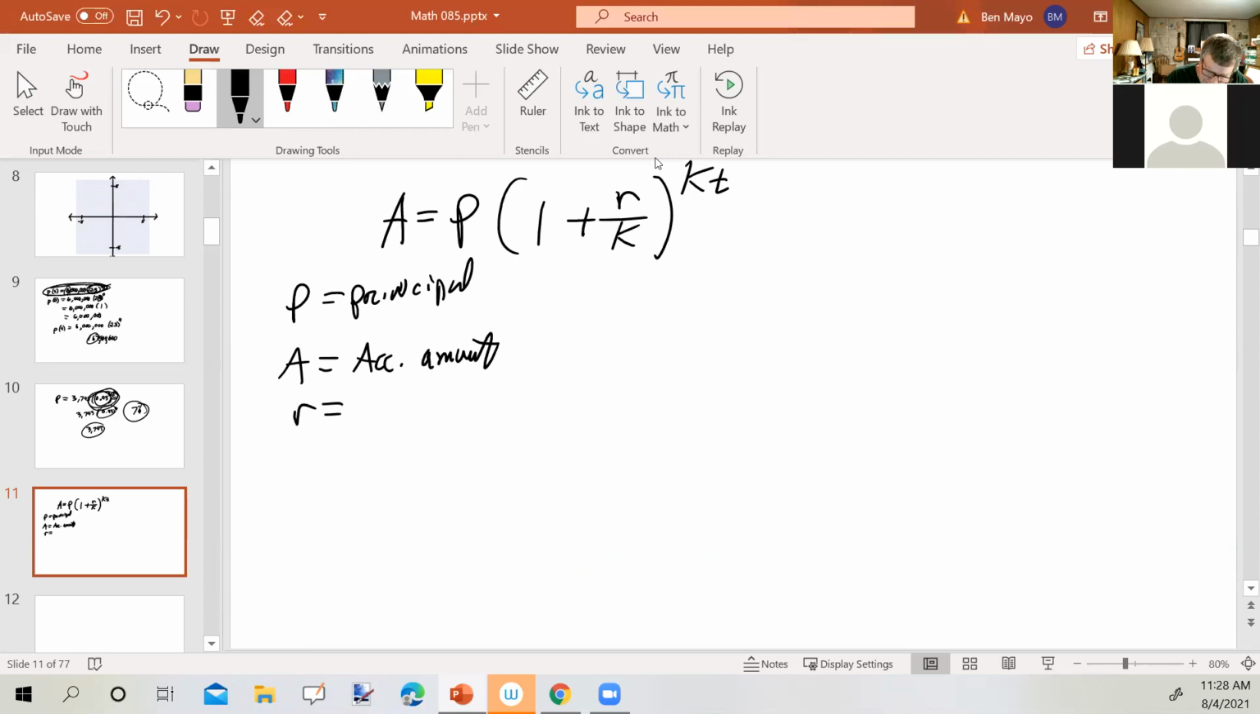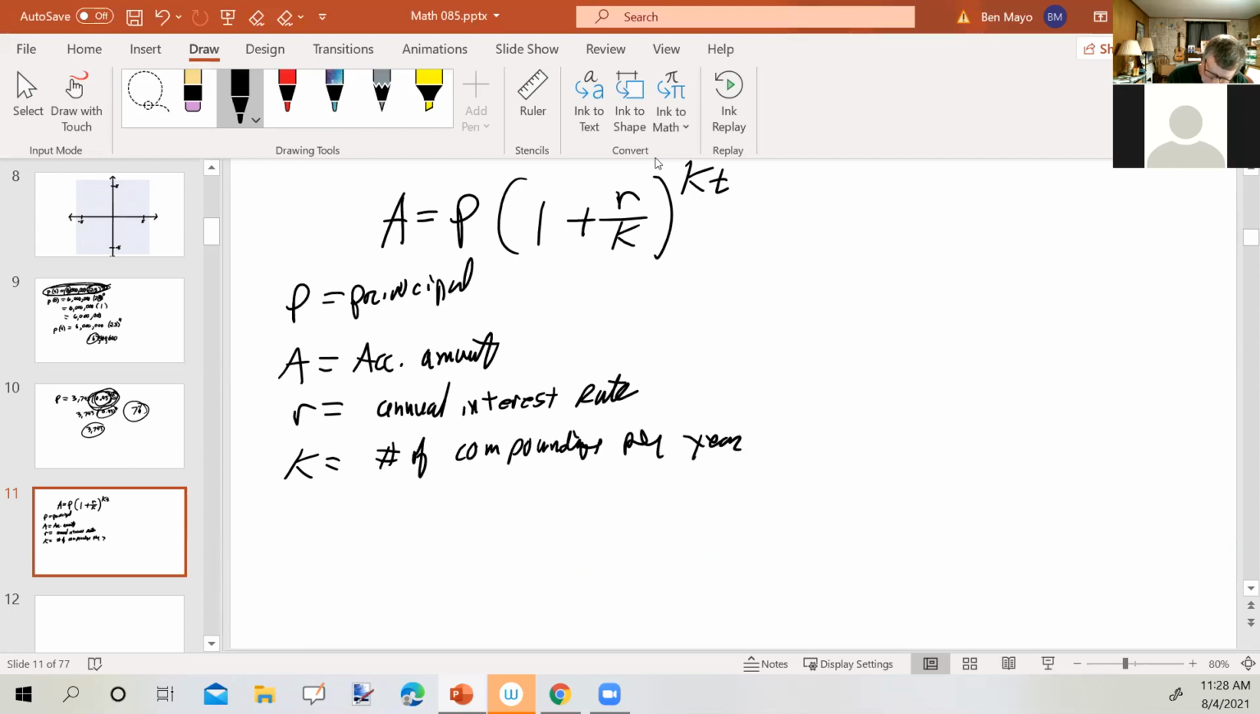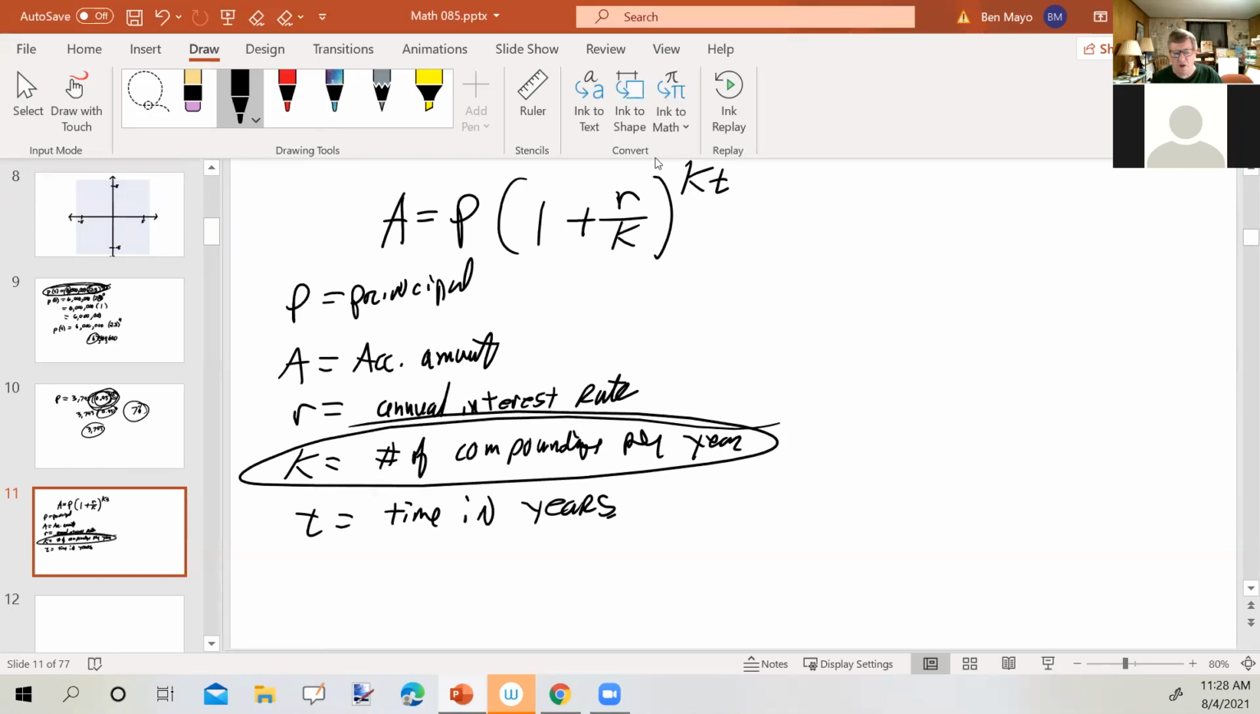R is the annual interest rate. K is the number of compoundings per year, and T is time in years. Now, what do I mean by the number of times it's compounded?